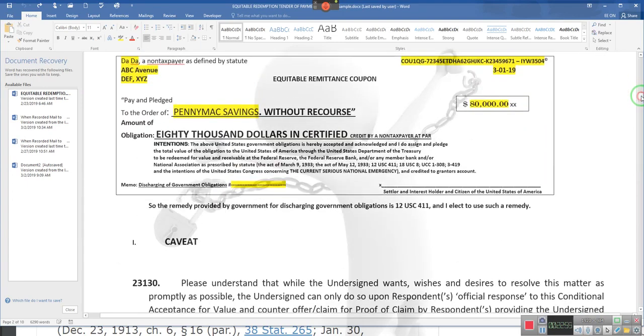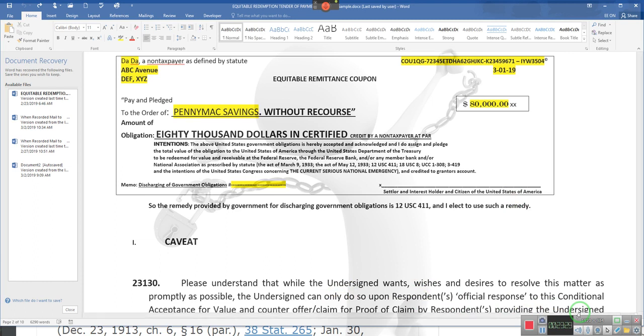Then you put the dollar amount. You put the name of the company. Leave that without recourse because that's the endorsement. You put the account number here again because this is separate from the rest of the document. It's a coupon. You put the correct date. You sign this one. And then you sign the bottom.